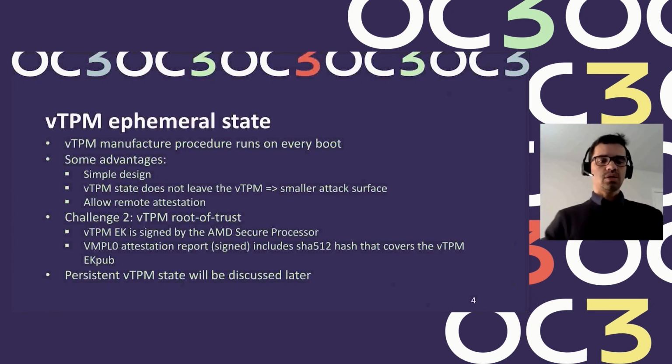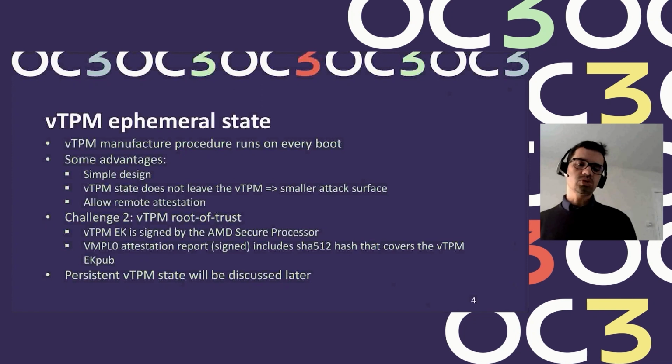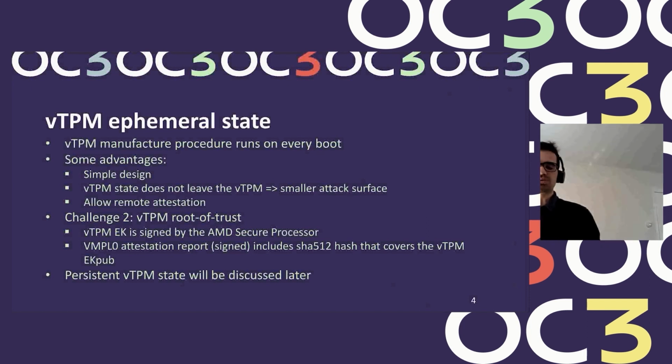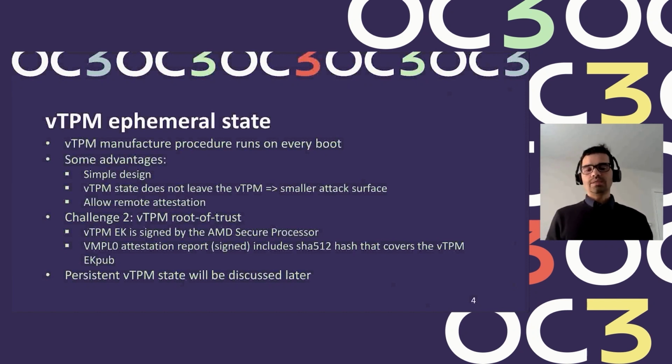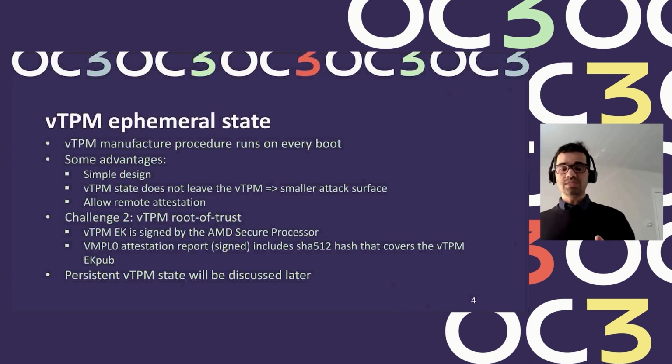To address the second challenge, I mentioned that the VTPM doesn't have a manufacturer to sign the EK, but we can have the EK signed by the AMD secure processor through the attestation report mechanism. When we call the SVSM to request an attestation report, the SVSM will request a VMPL0 attestation report that includes a SHA-512 hash that covers the VTPM EK pub. With that, the attestation report will be associated with this guest, and it can be used to prove the identity of this guest and also prove the identity of the VTPM running in this guest, because the SVSM is the only one that can request this VMPL0 attestation report.